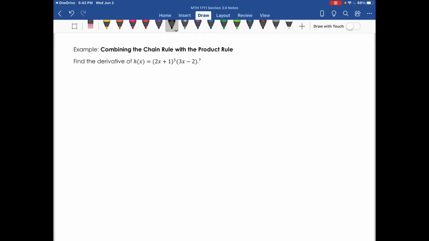In this example, we're going to be combining the chain rule and the product rule. So this could get a little messy, so you want to make sure that you take your time and write all your steps. So when we take the product rule, we're going to have two functions. So I'm going to call this f, and I'll call this g. So I have f of x, which is 2x plus 1 raised to the 5th. Then I have g of x, which is 3x minus 2 raised to the 7th.